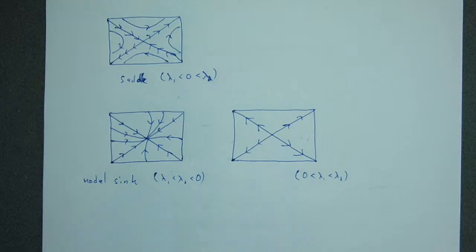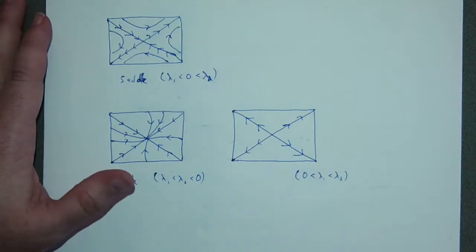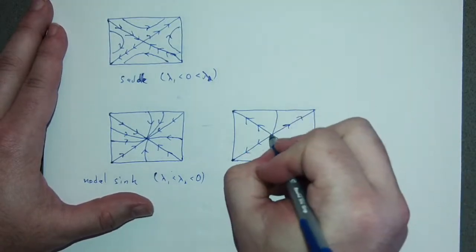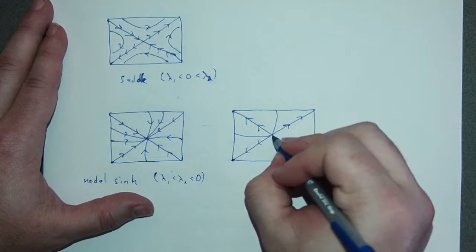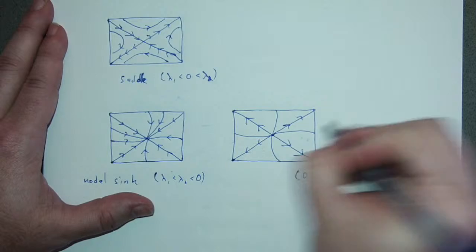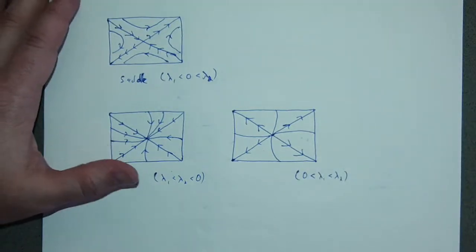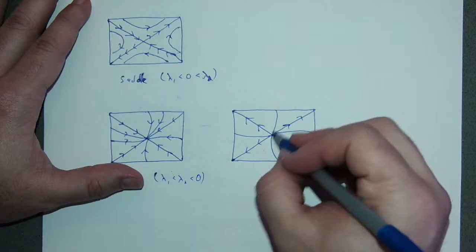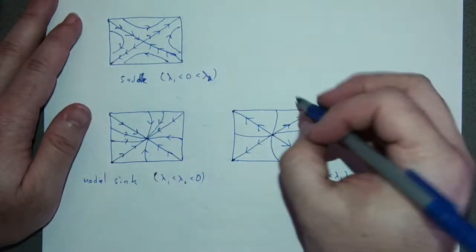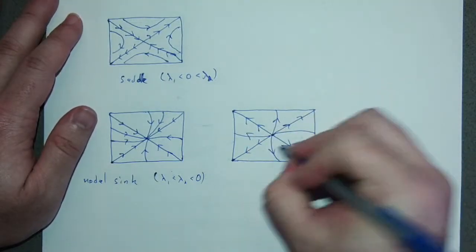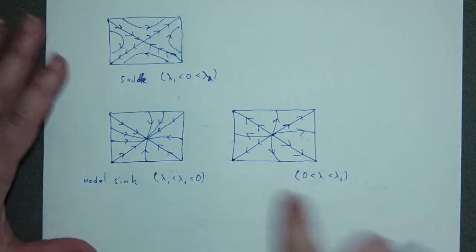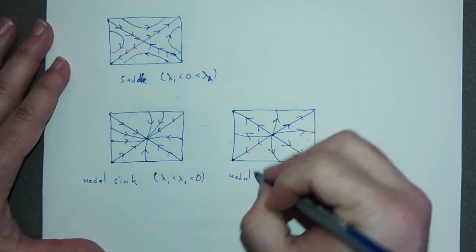Now here, what does this thing look like? Well, it looks exactly the same as this, with one key difference. Maybe this is what I have going on here. And what's the key difference here? Now, because the motion indicated is all away from the origin, along these trajectories, the motion is outward. This is called a nodal source.